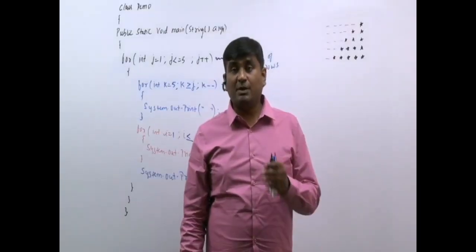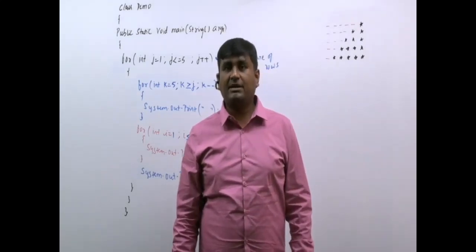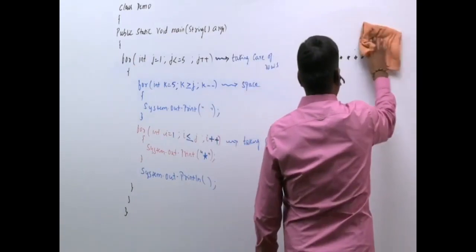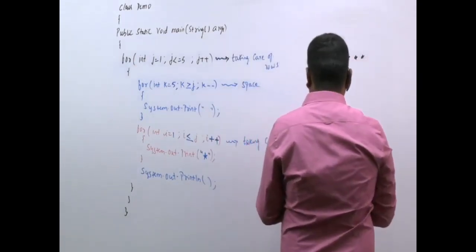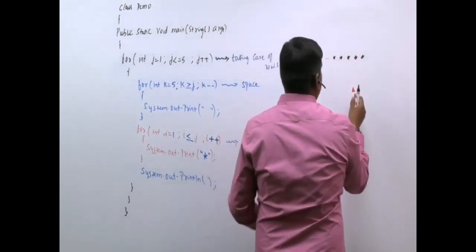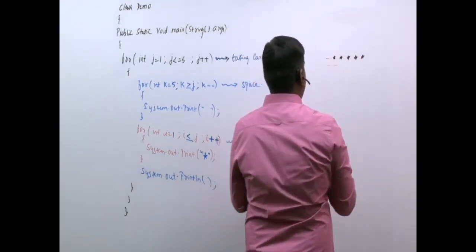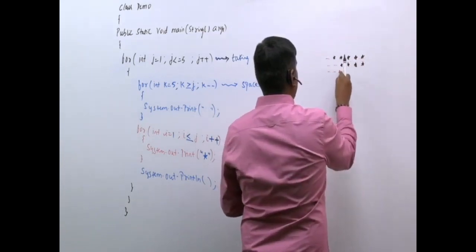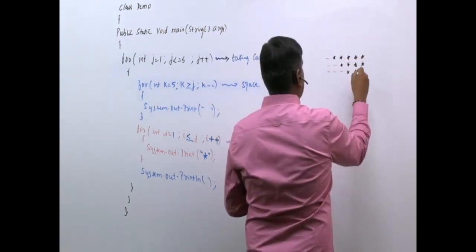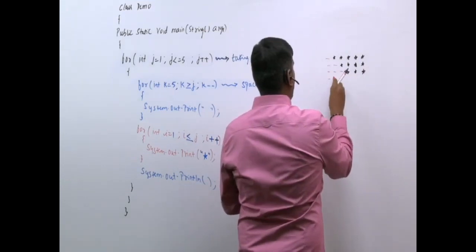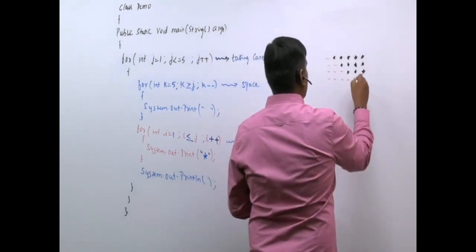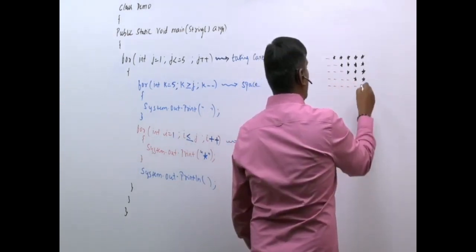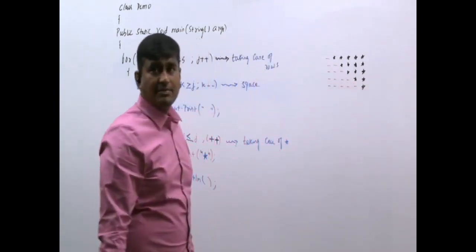Next pattern, I want you people to write the code, analyze the pattern and write the program correctly. So this is the change I make. Instead of this, I write like this. 1 space followed by 5 star, 2 space followed by 4 star, 3 space followed by 3 star, 4 space followed by 2 star, and finally 5 space followed by 1 star, like this.